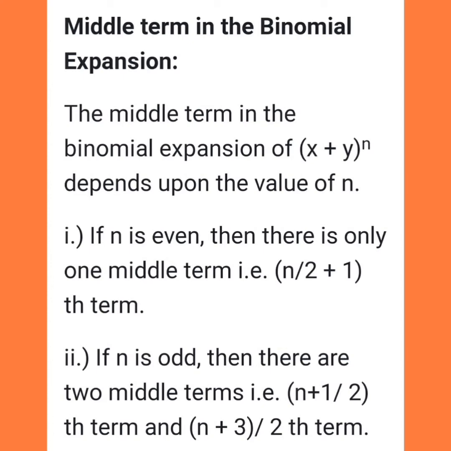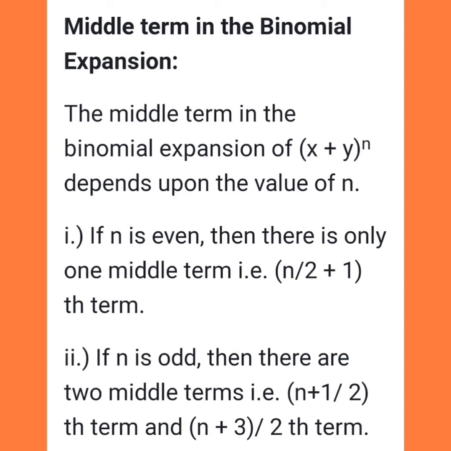How to find the middle term in the binomial expansion? Here, if we consider the binomial expansion of (x + y)^n, the middle term depends on the value of n. So, if n is even, then there is only one middle term, namely the (n/2 + 1)th term. Say for example, n is even, 10: you consider 10/2, that is 5, 5 plus 1, so the 6th term will be the middle term.